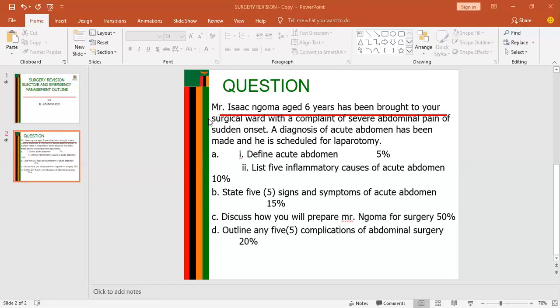And the last question also said, outline any 5 complications of abdominal surgery, meaning you also need to give reasons, just as I've given reasons.